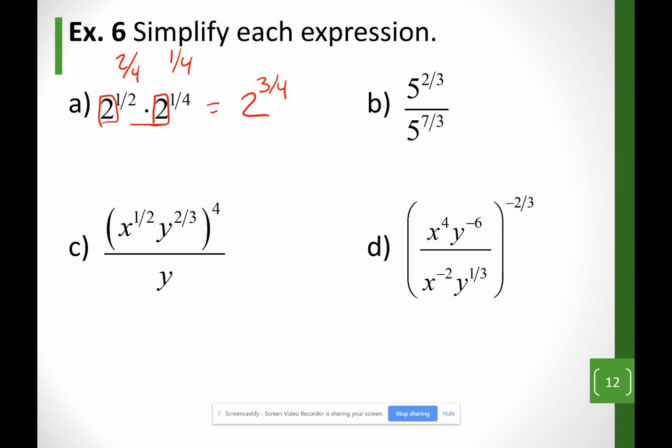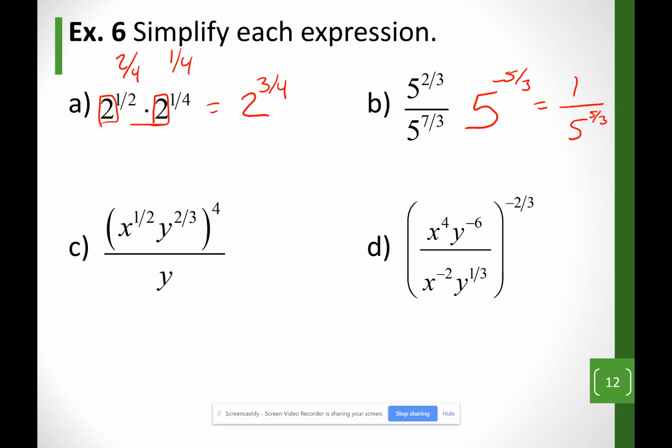When we're dealing with division, example B, and it's the same base, I'm just going to copy the base and I'm going to subtract the exponents starting from the top. So 2/3 minus 7 over 3. So that gives me a negative 5 over 3. Because of the negative sign, I'm going to say 1 over 5, and my 5 is 5/3.